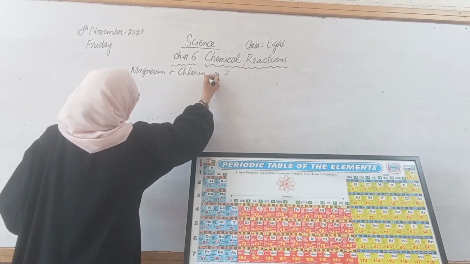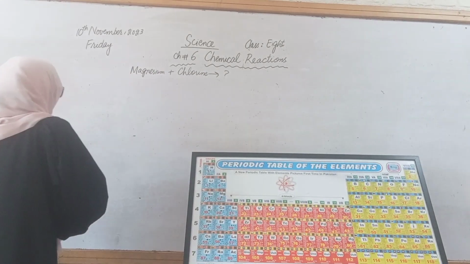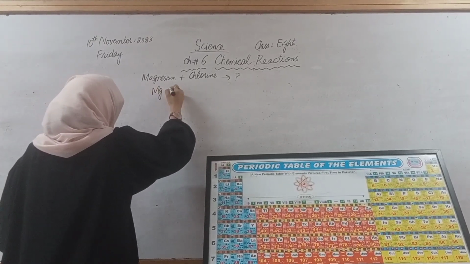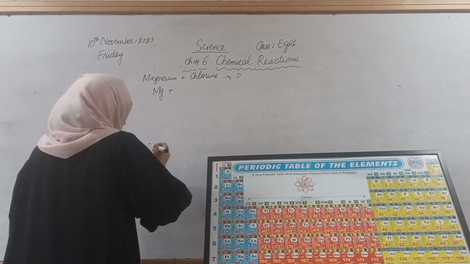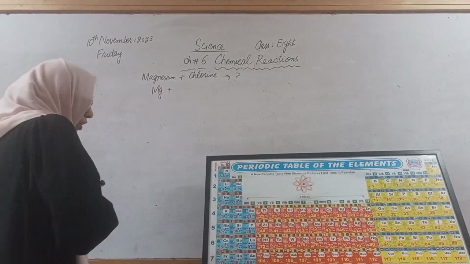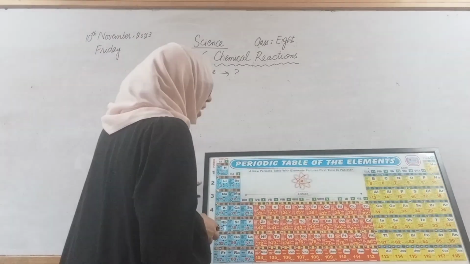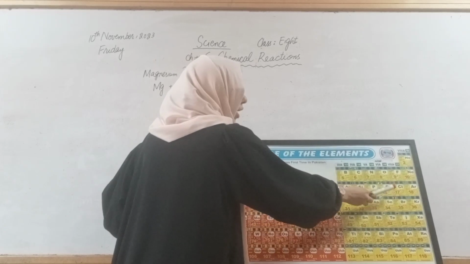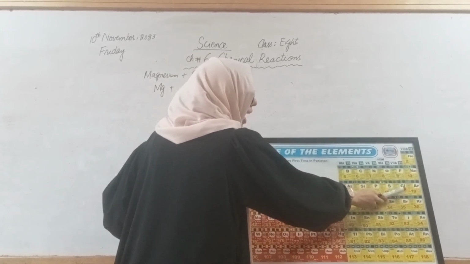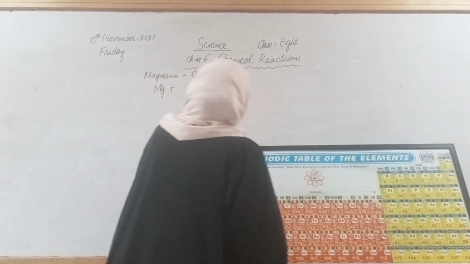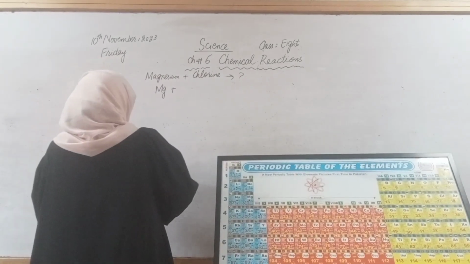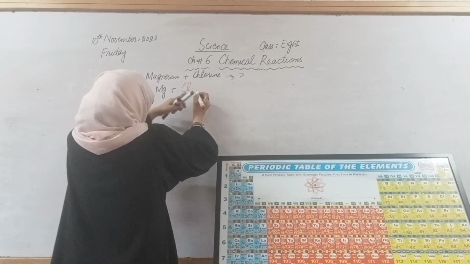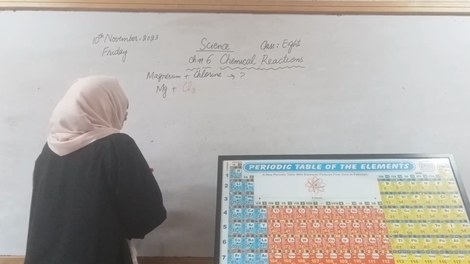Magnesium and chlorine. You know that magnesium has the symbol Mg and chlorine has the symbol Cl. You can get an idea from the table as well. Chlorine is in this group. It has the symbol Cl and we will write Cl here. It's a gas, so we will write the true form, Cl2.